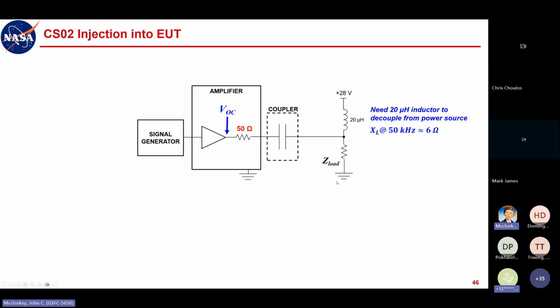CS01 went up to 50 kilohertz and CS02 took over from there, and then the CS101 is extended up to 150 kilohertz. So just keeping those numbers consistent. But at the low end of CS02, just doing J omega L for 20 microhenries, that's an inductive reactance of about 6 ohms. Okay, well that's going to load down that drive circuit at low frequencies.